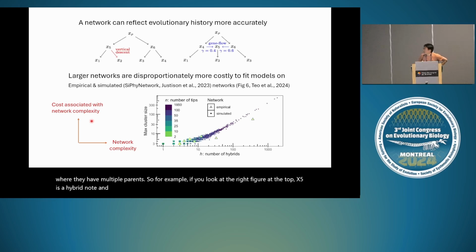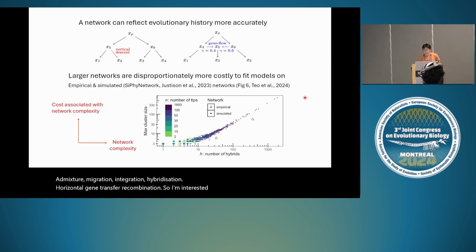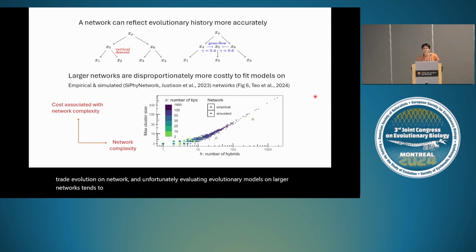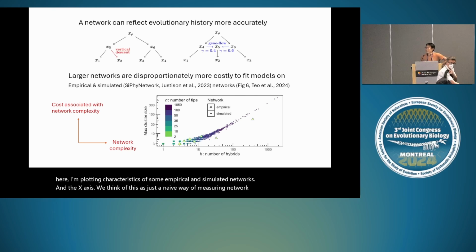Hybrid nodes are useful for explicitly modeling gene flow events, such as admixture, migration, introgression, hybridization, horizontal gene transfer, recombination. I'm interested in modeling trait evolution on a network, and unfortunately, evaluating evolutionary models on larger networks tends to be disproportionately more costly. For example, in the bottom figure, I'm plotting characteristics of some empirical and simulated networks. The x-axis is just a naive way of measuring network complexity. We just count the number of hybrid nodes.